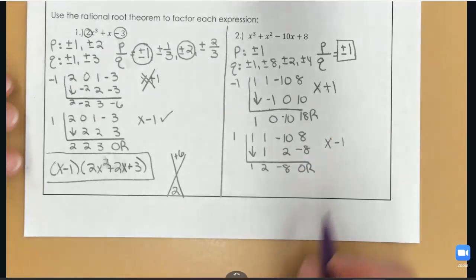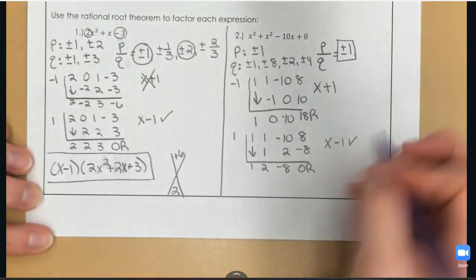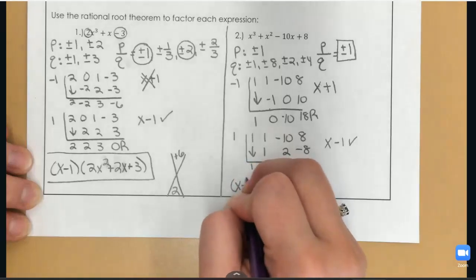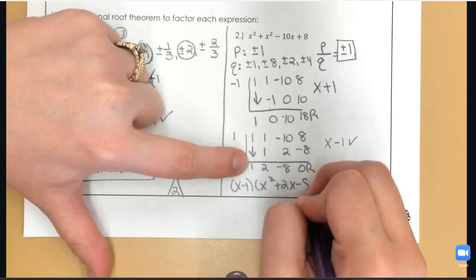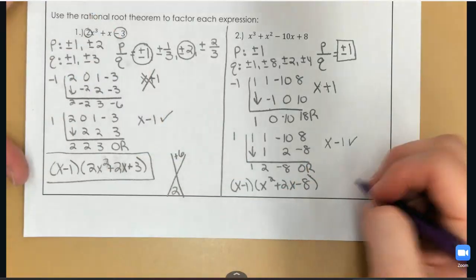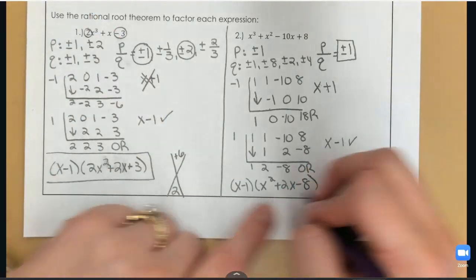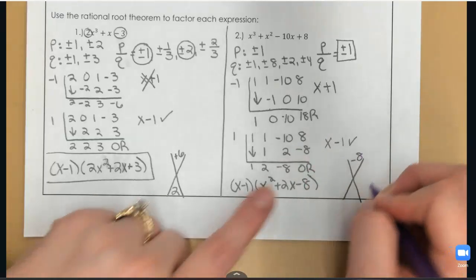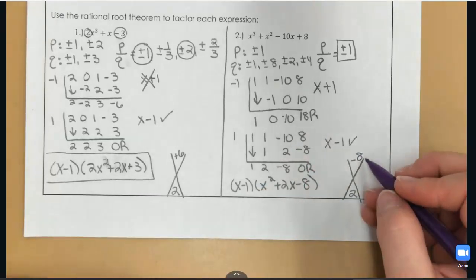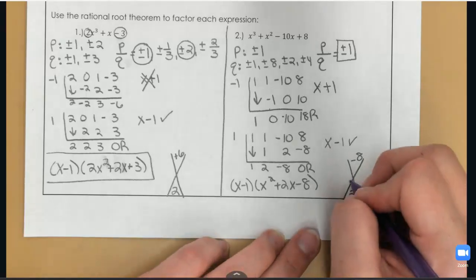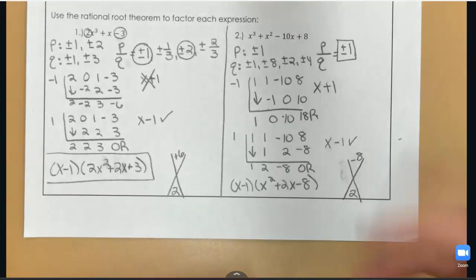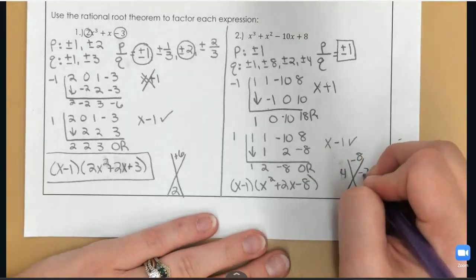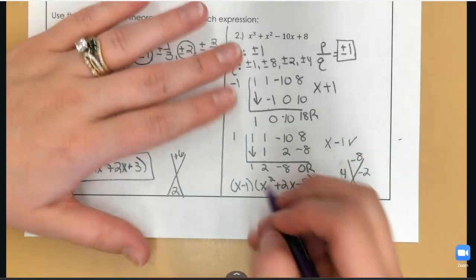And I did get a remainder of 0, so this one does work. And if I were to factor out x minus 1, what I would have left is x squared plus 2x minus 8. Looking at this trinomial, if I do my x method, 1 times negative 8 is negative 8. Our b value is 2. Numbers that multiply to negative 8 and add to 2, 6. Sorry, not 6. Positive 4 and negative 2. So this can factor out further.